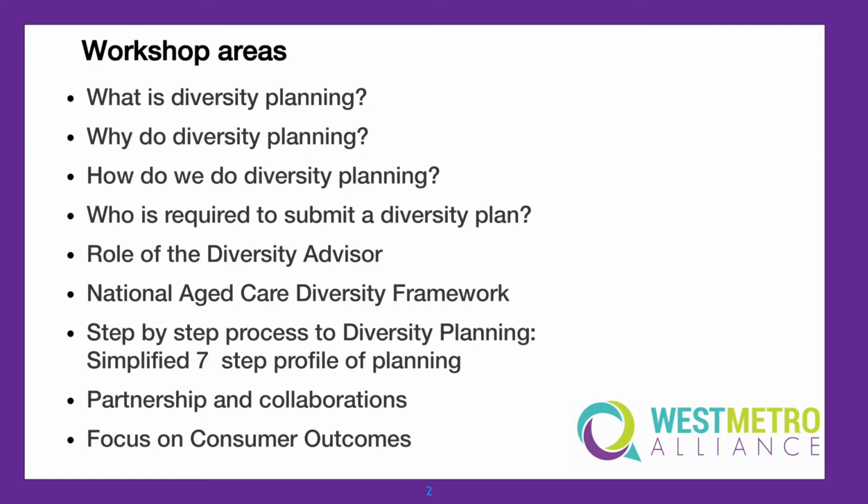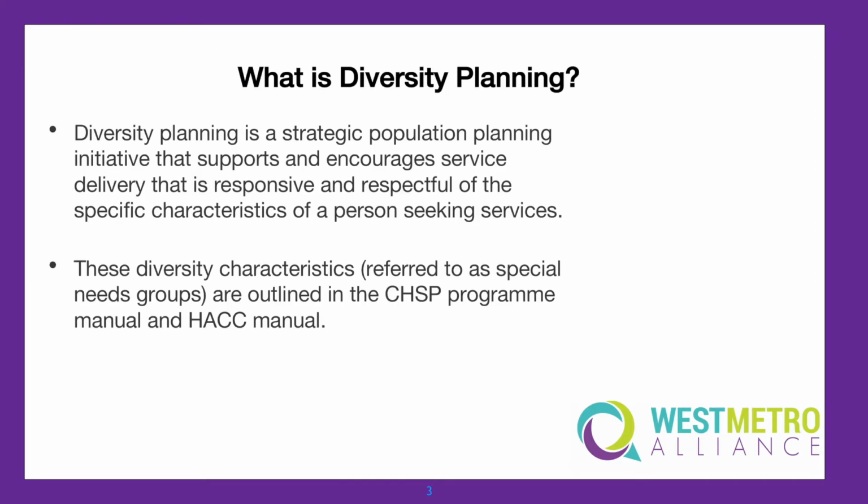it's important that agencies familiarise themselves and link their plans back to the consumer outcomes that are outlined in this document. We go through a step-by-step process of what the diversity planning steps are, and we've simplified that down to 7 steps, and we talk about partnerships and collaborations, and we end with focusing on the consumer outcomes and some examples and lots of actions that will give you a really good tangible idea of how these consumer outcomes look in practice.